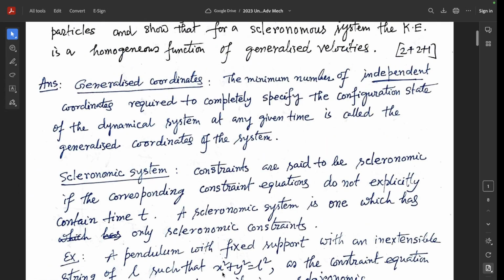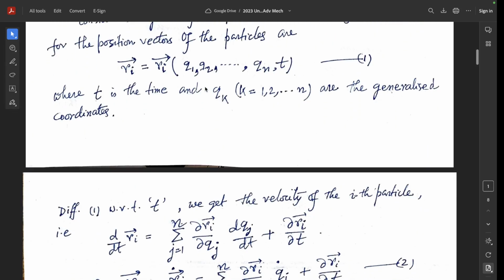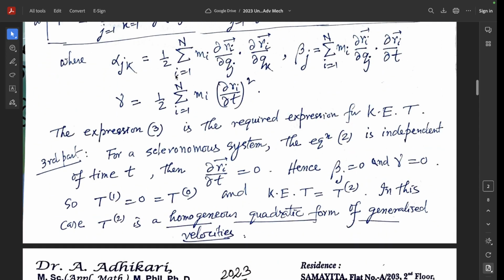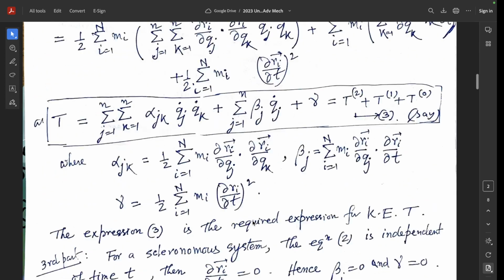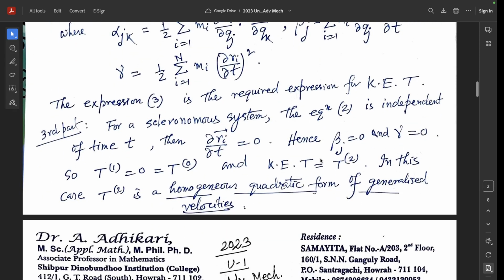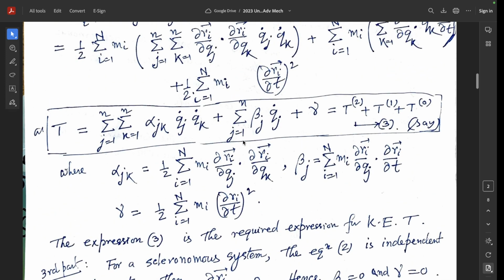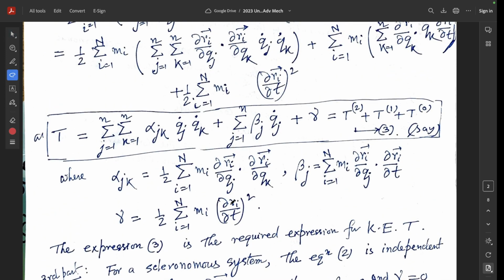Next, the third part of the question: show that for a scleronomic system, the kinetic energy is a homogeneous function of generalized velocities. For a scleronomic system, equation 1 is independent of time t. Then del r_i vector by del t equals 0 from expression 2. So del r_i vector by del t equals 0 in this scleronomic system. Hence beta_j equals 0, because del r_i by del t is 0, and gamma is also equal to 0 because del r_i by del t is 0.